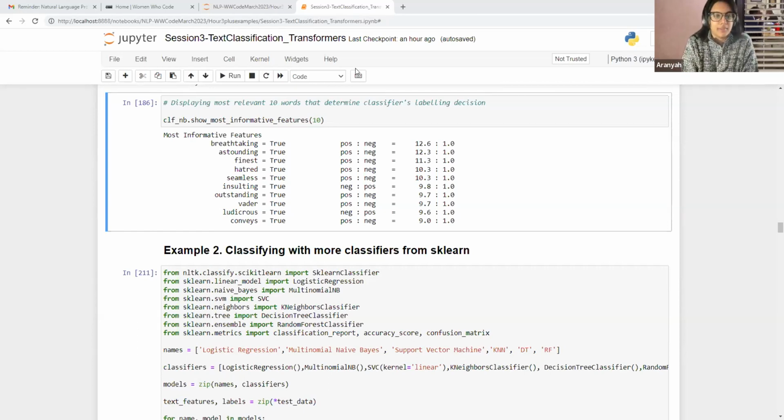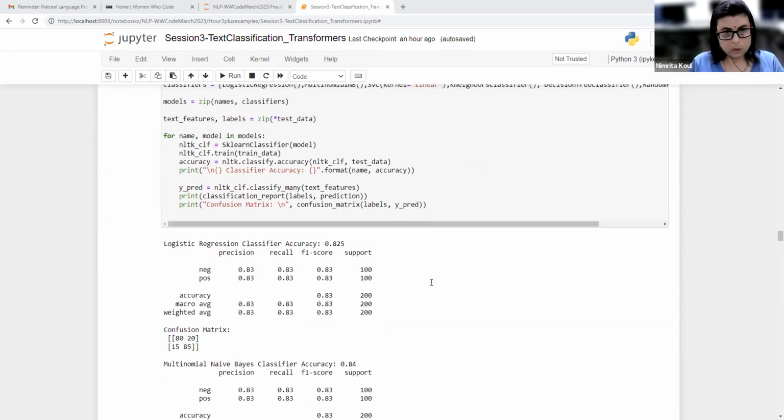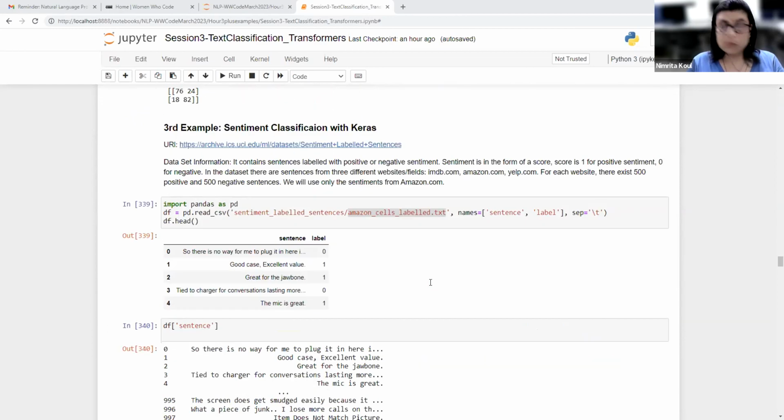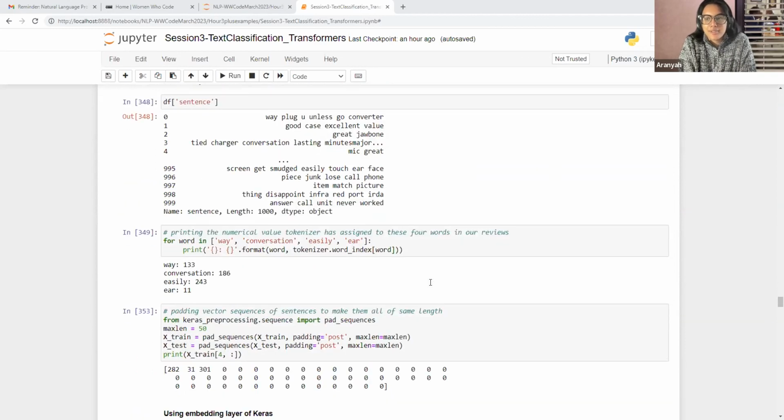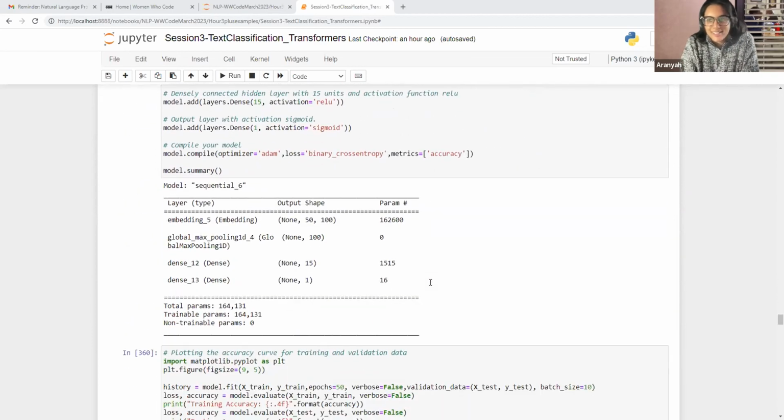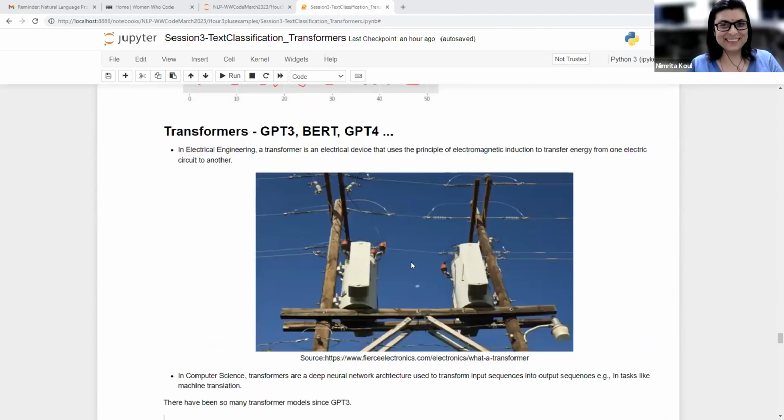We can move to the third example. Great. We covered the third example. I think we covered doing it with NLTK. We covered doing it with sklearn's classifiers. We covered doing it with Keras, right? We will be moving to transformer models. Shall we? Yes. So if anyone's heard of ChatGPT, there you go.